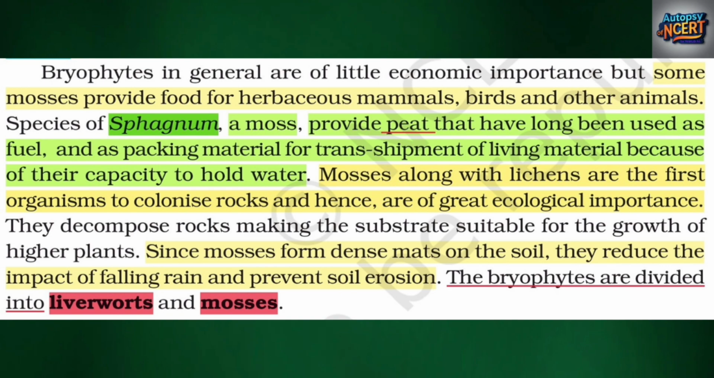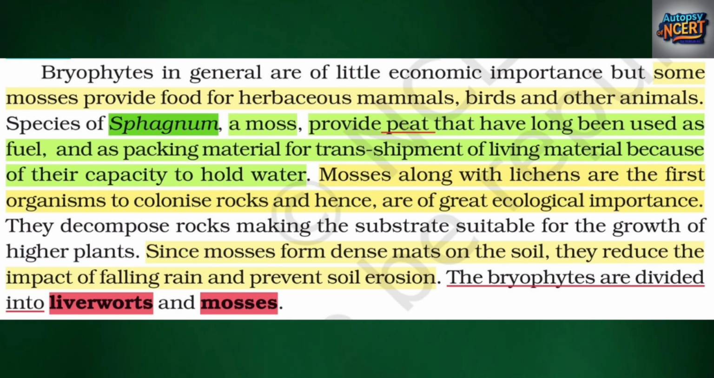Bryophytes in general are of little economic importance, but some mosses provide food for herbaceous mammals, birds and other animals. Species of sphagnum, a moss, provide peat that has long been used as fuel, and as packing material for transshipment of living material because of their capacity to hold water. Mosses along with lichens are the first organisms to colonize rocks and hence are of great ecological importance. They decompose rocks, making the substrate suitable for the growth of higher plants.